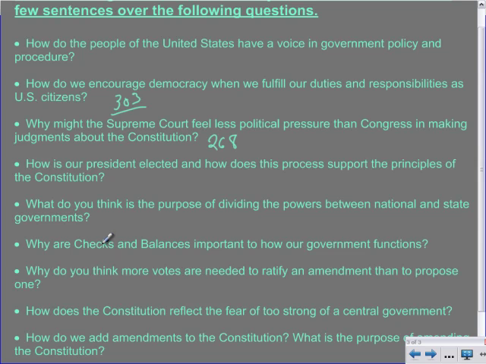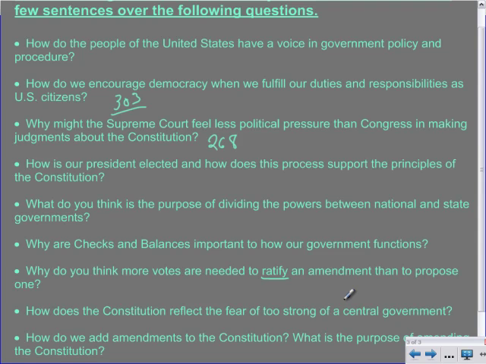Why are checks and balances important to how government functions? I mean, it's just plain and simple, so one part of the government doesn't get too powerful. Why do you think more votes are needed to ratify an amendment than to propose one? Ratify, again, means to approve an amendment. So if you are ratifying an amendment, it is going into law. It is official. Proposing means that you're just kind of talking about it, or you are going to think about doing this thing. So why are more votes needed to approve it, make it a law, than to just kind of discuss it?